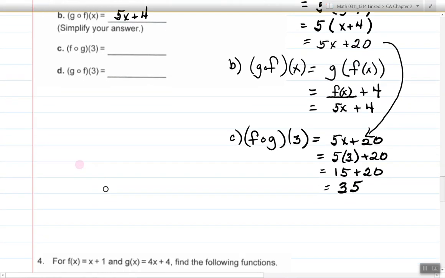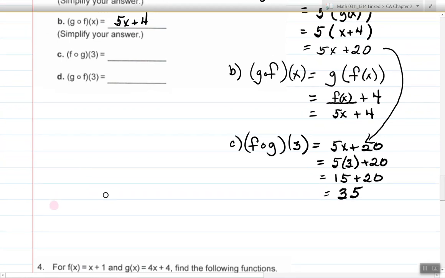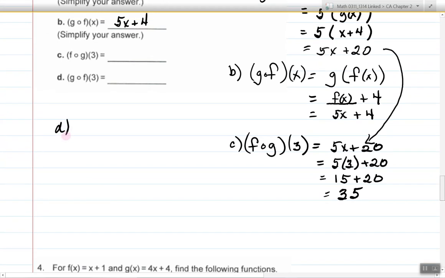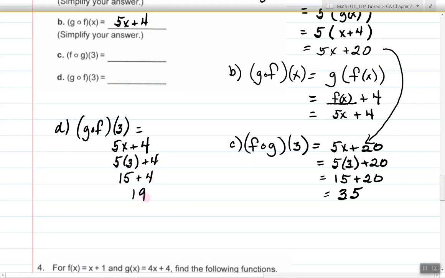So now let's look at, I'll put D right here. We're supposed to find g composed with f at 3. Well, g composed with f is, here it is, 5x plus 4. So when x is 3, it's 5 times 3 plus 4. It is 15 plus 4, which is 19.